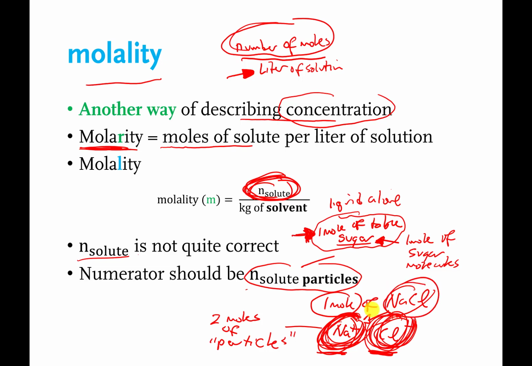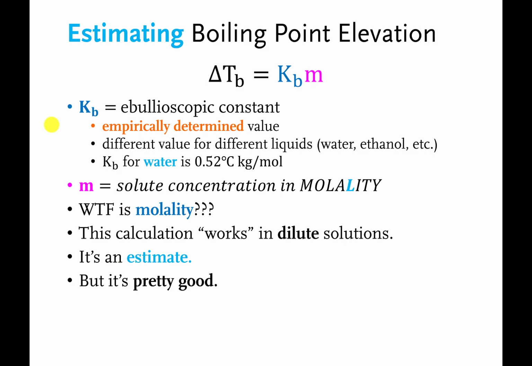So for the case of table salt, it would be 2 particles for every 1 table salt molecule, let's say, that you throw in. So let's go back and look at this equation here. What this equation is saying is this is some number for one particular liquid. This is some number that's never going to change. It's just some number that you have to look up or somebody has to tell you. This number is concentration, so how much stuff you dissolved into your liquid.